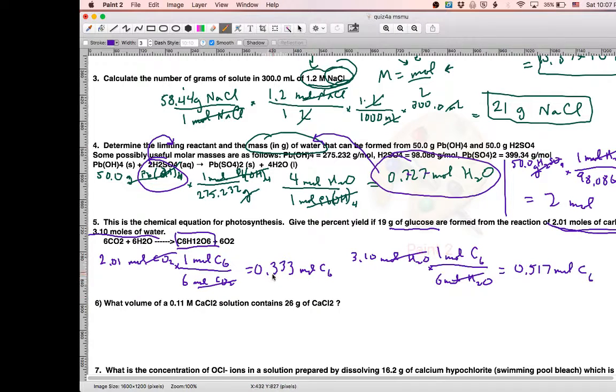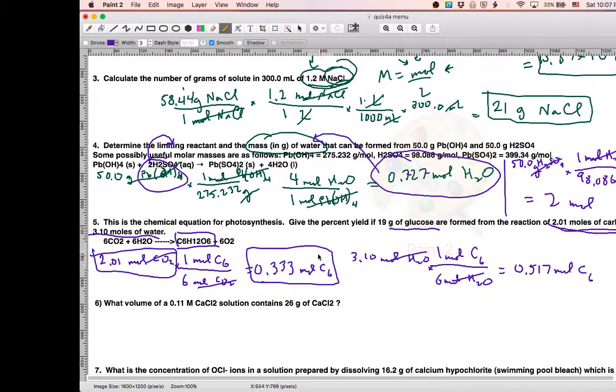What's smaller? This one is smaller. That means this is what's going to get made. And this is the limiting reactant, the carbon dioxide, okay? So for this problem, I don't really care what the limiting reactant is. I just care what is going to get made. It's going to be this. This lower number of glucose is going to be made.